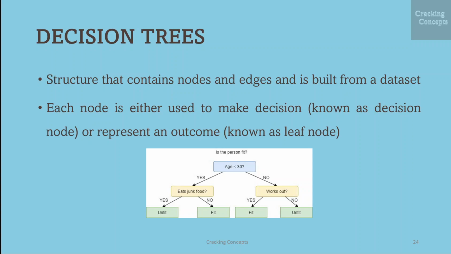Now, looking at the decision tree, we can make the following decisions. If a person is less than 30 years of age and does not eat junk food, then he is fit. If a person is less than 30 years of age and eats junk food, then he is unfit, and so on.